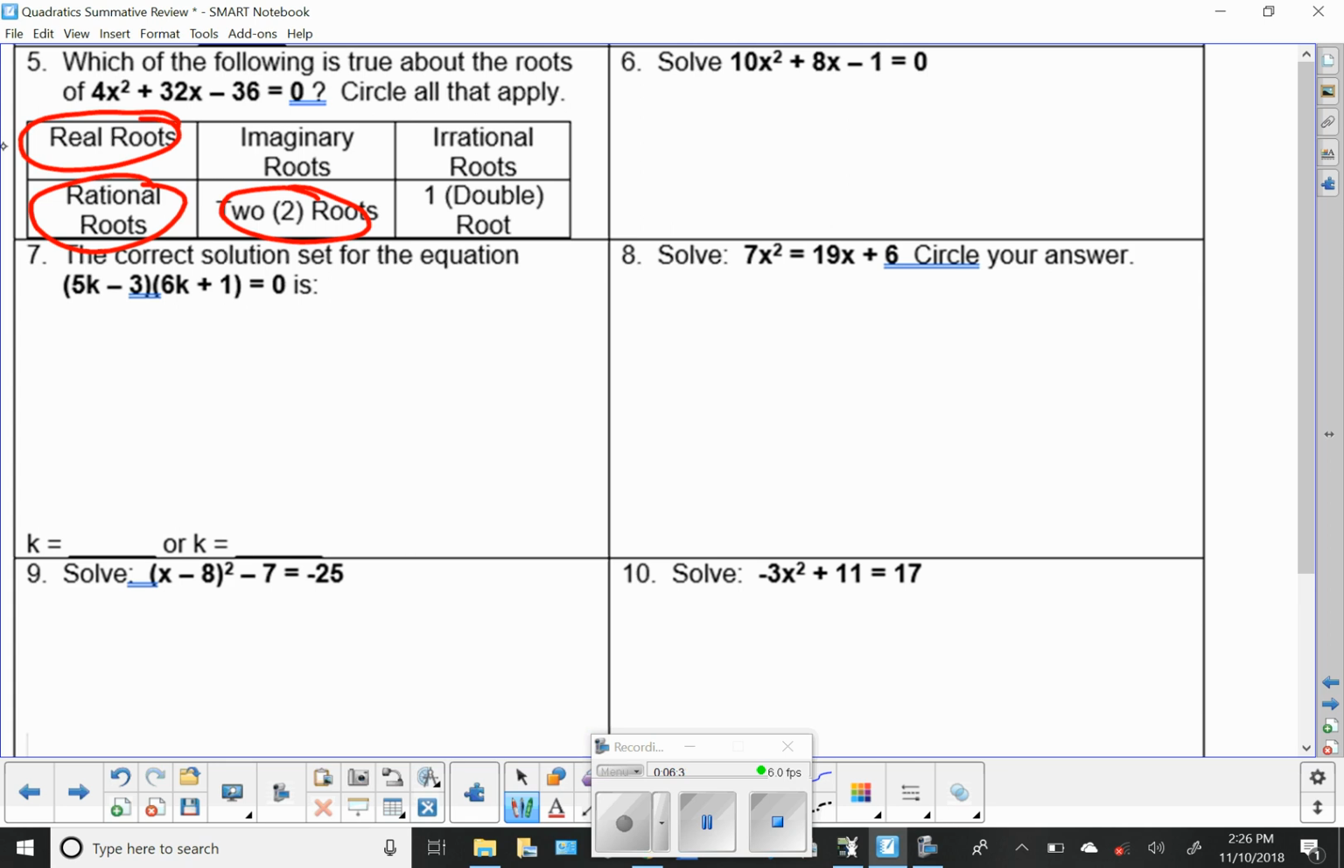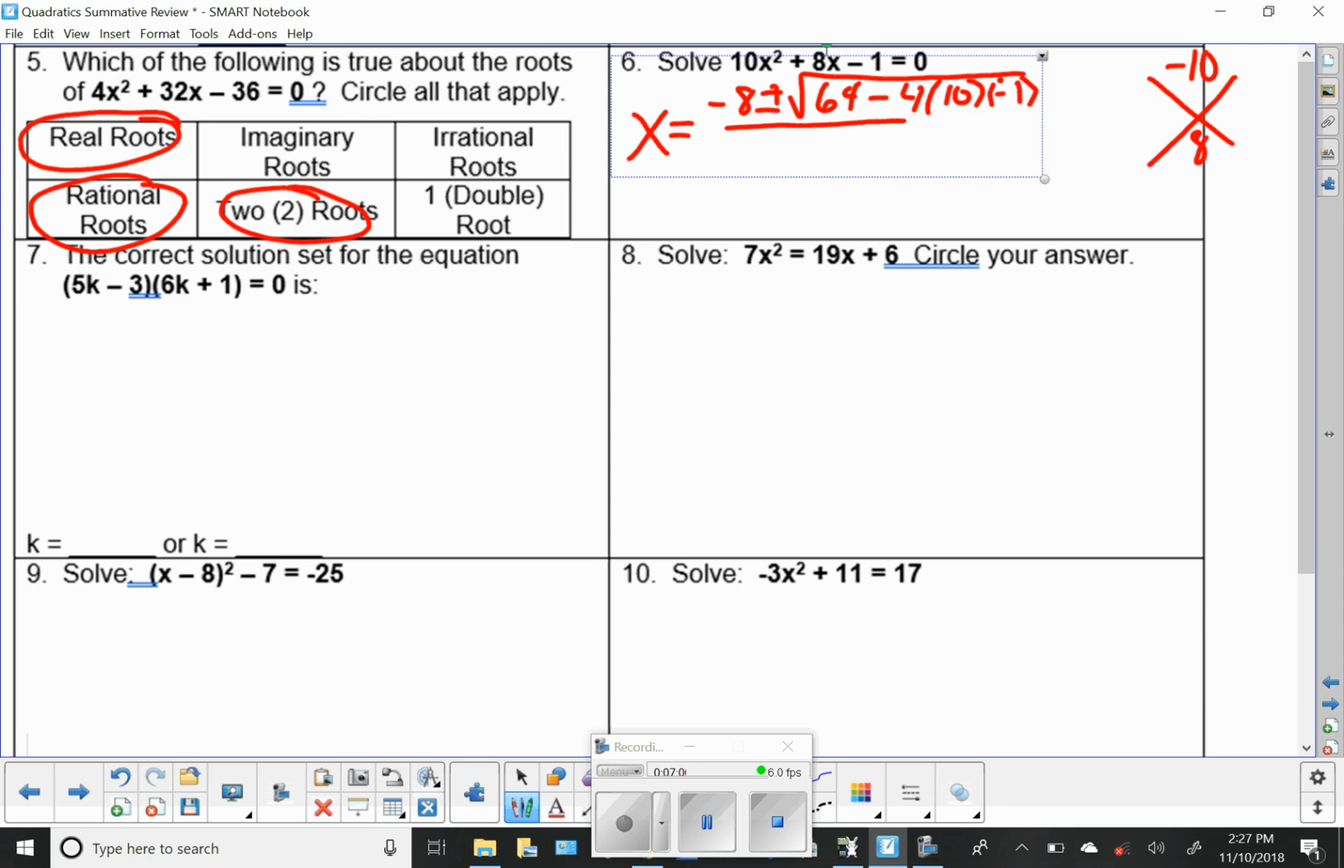Now this next one, solve 10x squared plus 8x minus 1. I need to see first, are there factors of negative 10 that add up to 8? Well, there aren't. So I'm left with doing it using the quadratic formula. So x will be equal to negative b plus or minus the square root of b squared, which is 64, minus 4 times a times c, all over 2 times a.